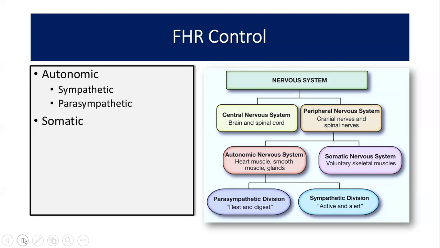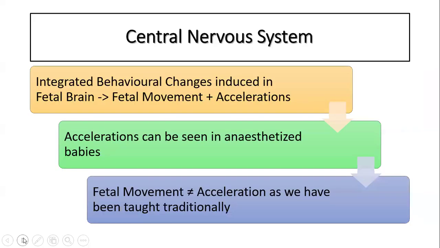We also know that the baby's heart rate is controlled centrally from the brain. The central nervous system coordinates all of this and also coordinates integrated behavioral changes. Central nervous stimulus produces accelerations and also produces fetal movements. We've traditionally been taught that accelerations are a result of fetal movement, but research has shown that we can still see accelerations in anesthetized babies who are not moving.